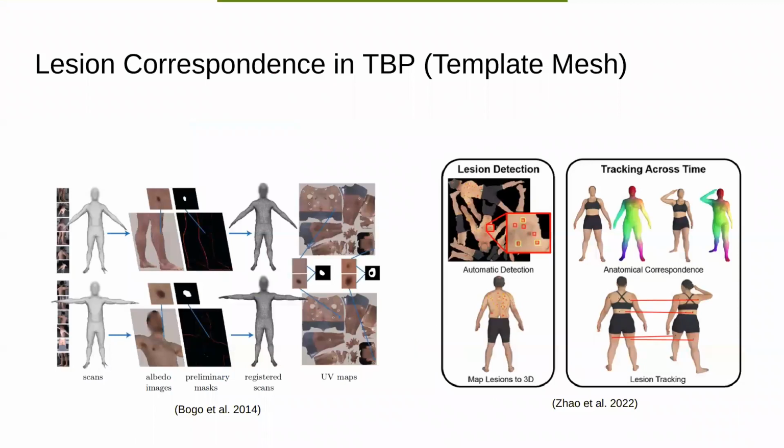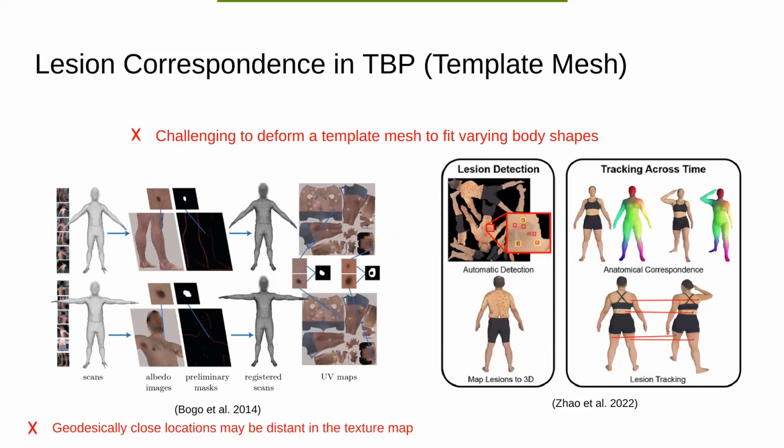The concept of using template mesh for finding lesion correspondence has been proposed. However, it's challenging to deform a template mesh to fit varying body shapes. Additionally, geodesically close locations may be distant from each other in the texture map. In the work from Zhao and others, they did not use texture in the matching step.